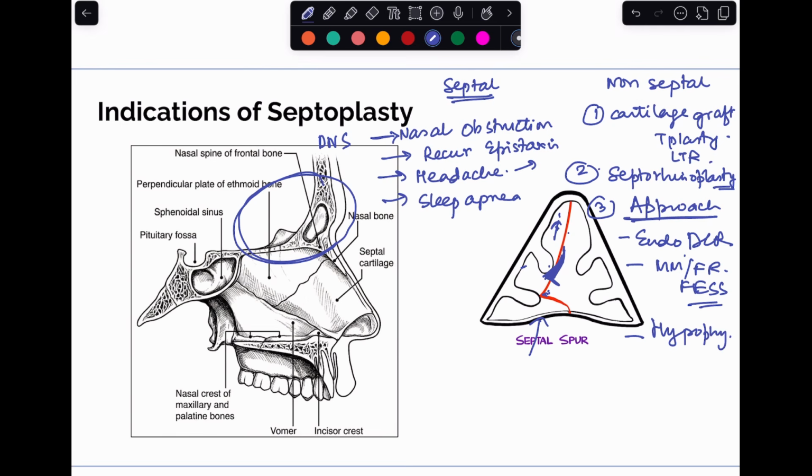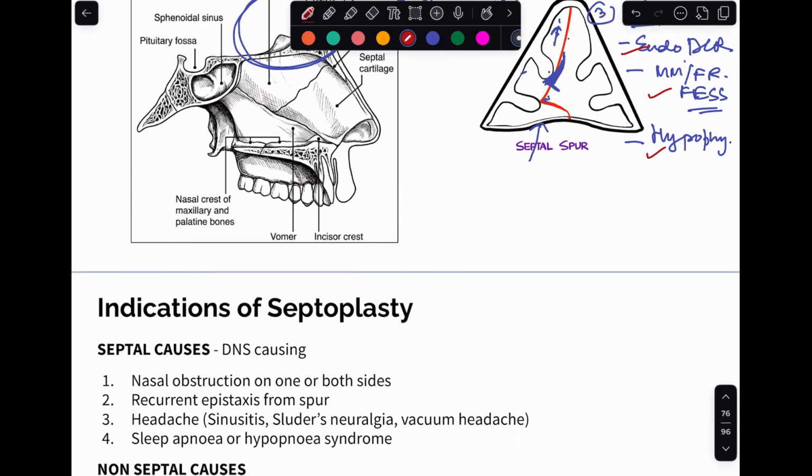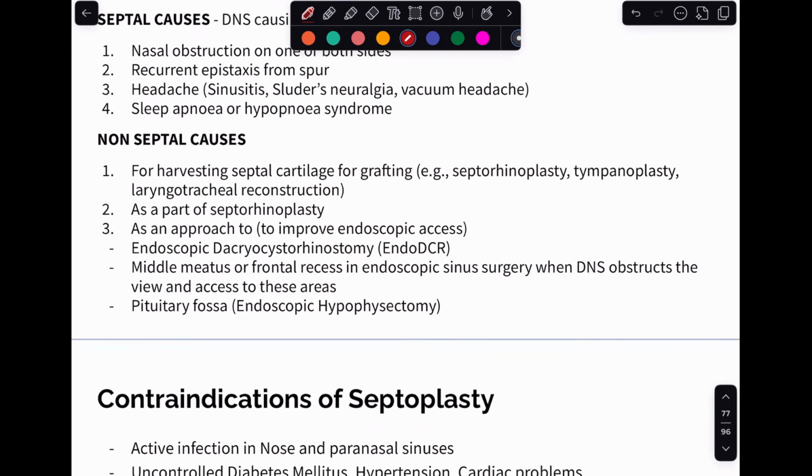So if I had to recap, the indications of septoplasty can be divided into two: septal causes and non-septal causes. In septal causes, we have a DNS causing nasal obstruction, DNS causing recurrent epistaxis, DNS causing headache, and DNS causing sleep apnea. Non-septal causes are, one, if we want to harvest a cartilage graft, second, as a part of septorhinoplasty, and third, as an approach to other surgeries like endoscopic dacryocystorhinostomy, as an approach of FESS, and endoscopic hypophysectomy. So these are the different indications of septoplasty that you need to know.